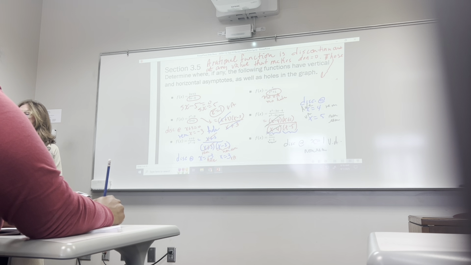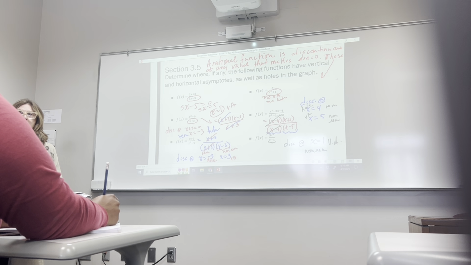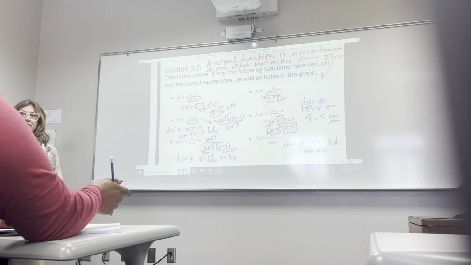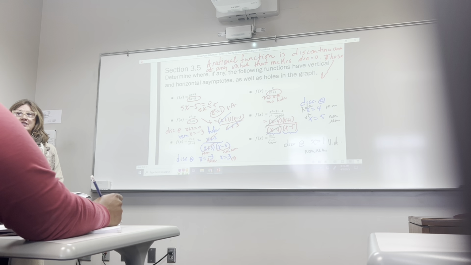Now, the way you determine horizontal asymptotes is totally different, right? It's all about the degrees. If the top degree is higher, there's not one. If the bottom degree is higher, it's a 0, right? If they're the same degree, it's the ratio of leading coefficients. And you just have to learn those rules.